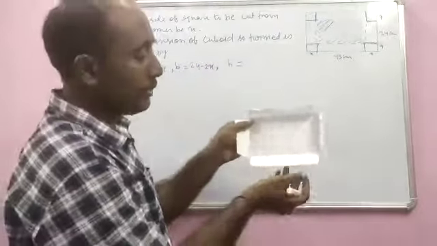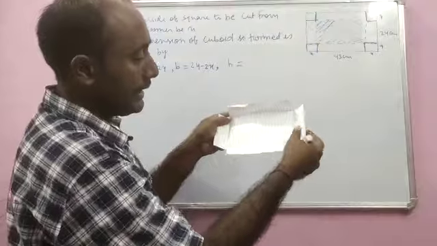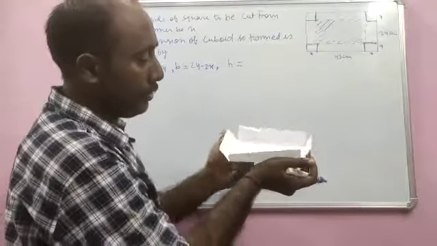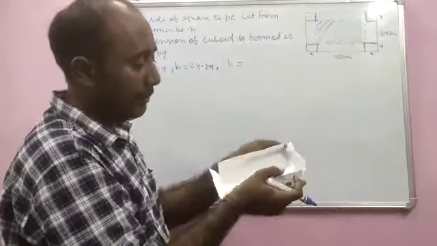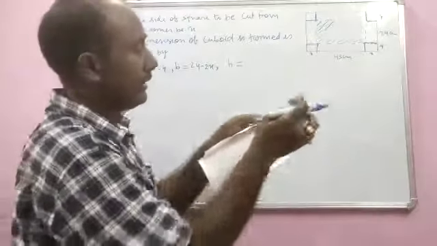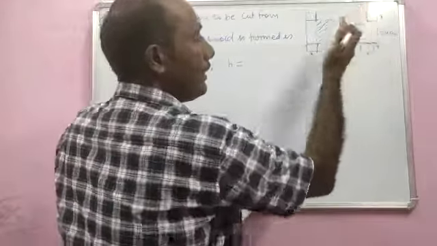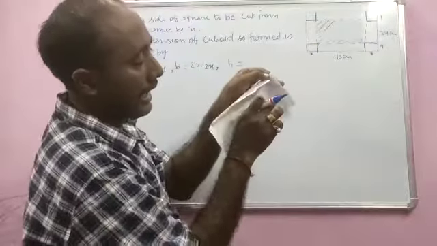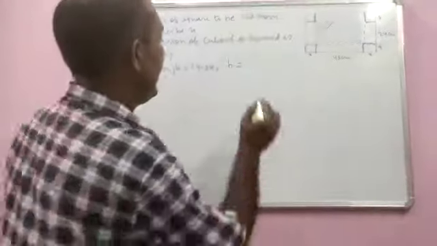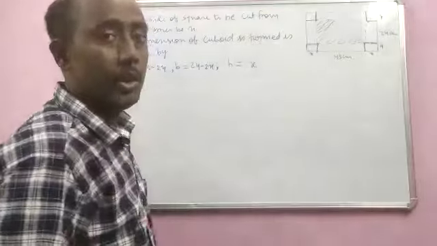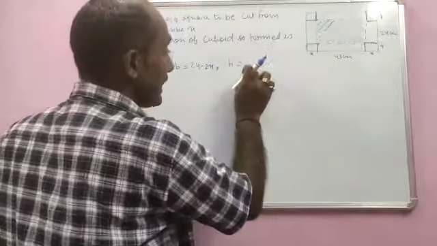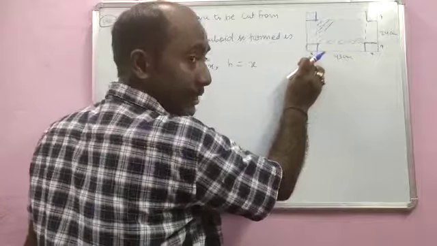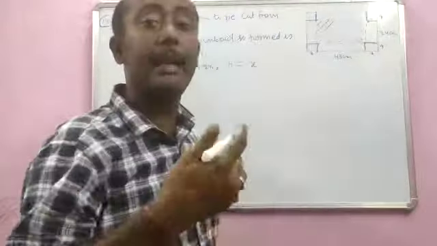Now when it comes to the height part of this box, this is the square which you have cut. So when you fold it to form an open box, the height part of the box will be x. This x, when you fold it, will become its height. Your question is to find this x, the length of the side, so that its volume becomes maximum.